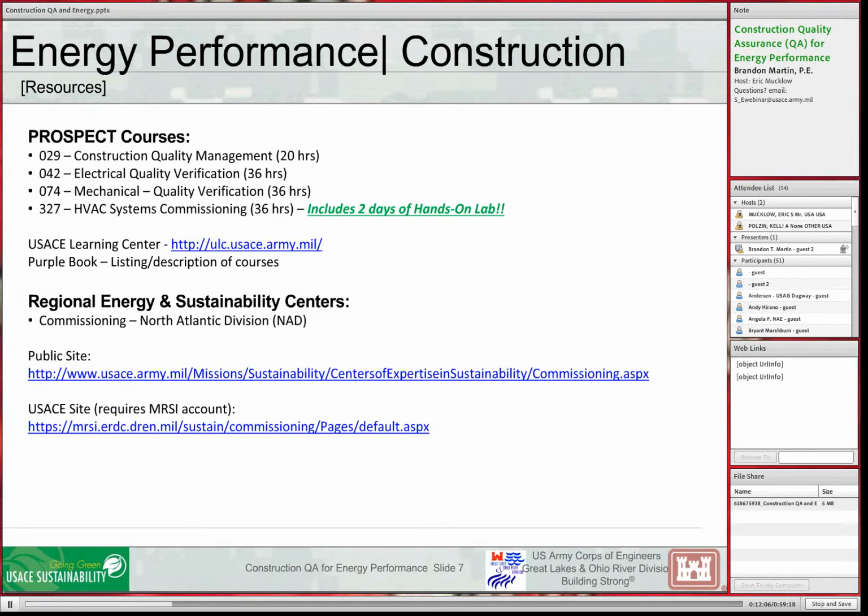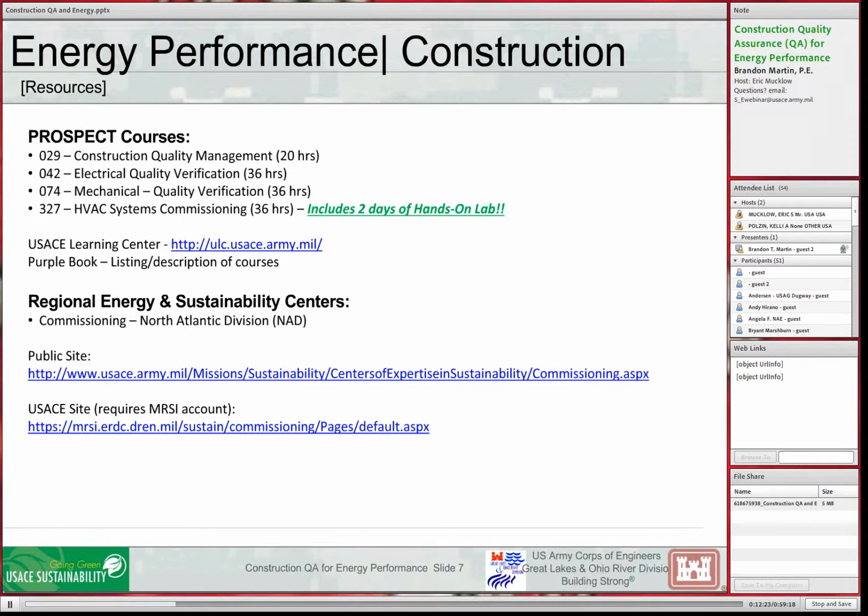There's the construction quality management course. There are electrical and mechanical quality verification courses. There's an HVAC commissioning course. The HVAC commissioning course is really good. It has a couple of days of actual hands-on lab, working on systems. Those can be found in the Purple Book.